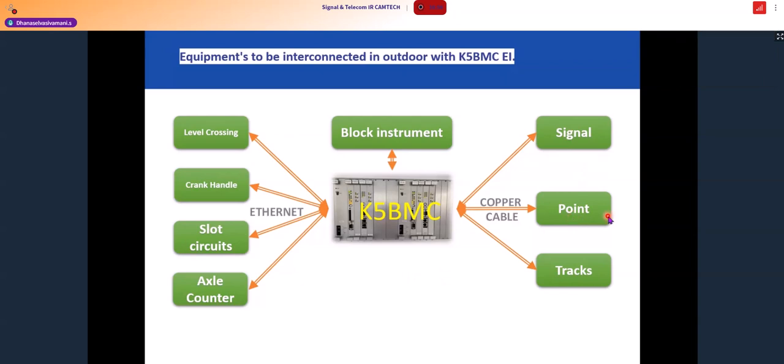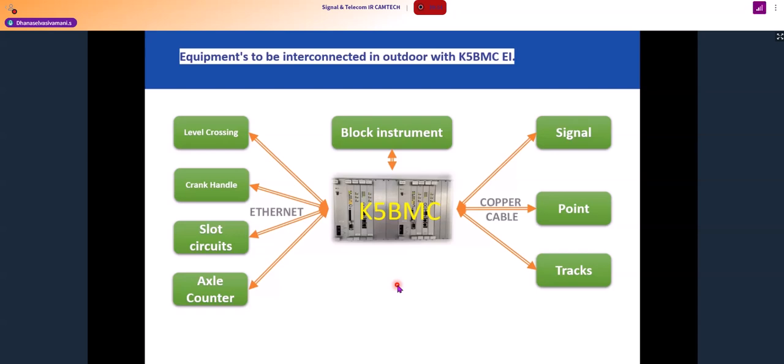Similarly, it can connect to the point, the track, the block instrument, the level crossing, crank handle, start circuit, and axle counter. If any other information is required, we are able to connect that also. So this is the basic equipment to be connected outdoor.